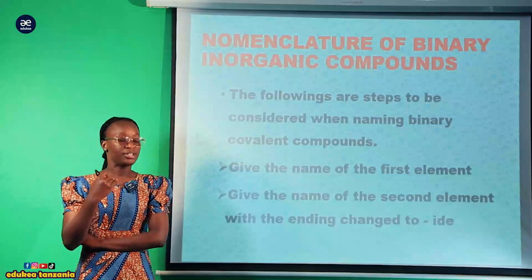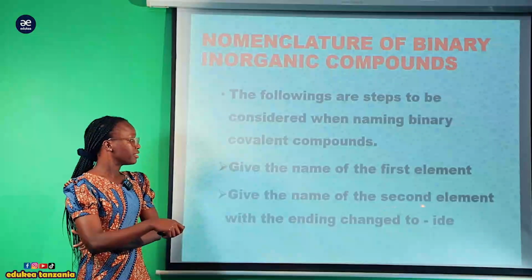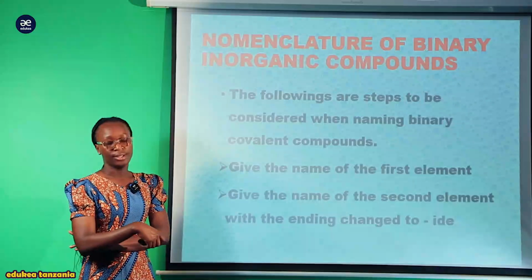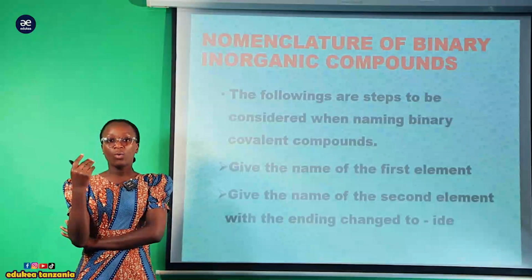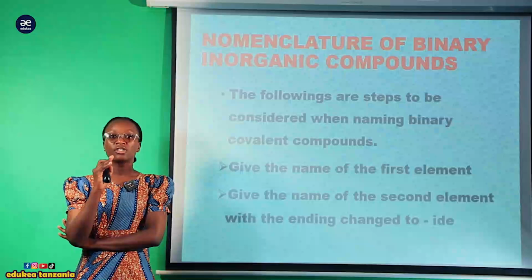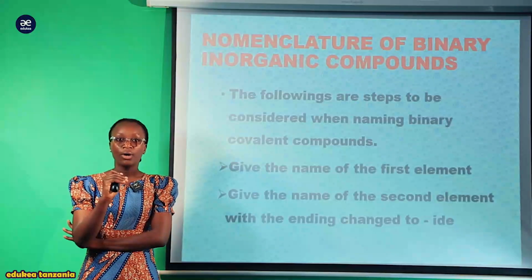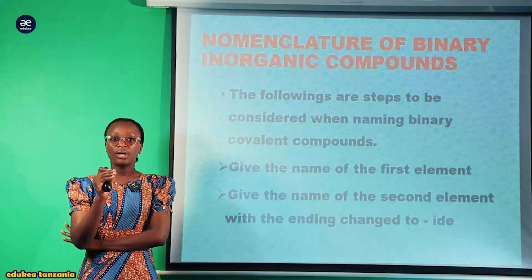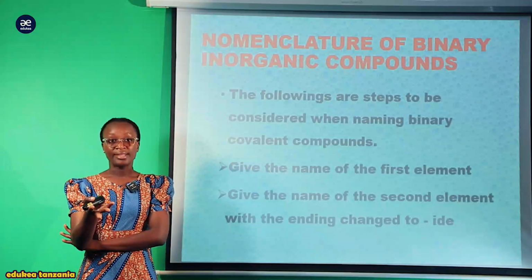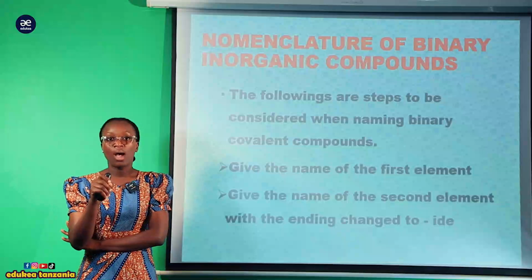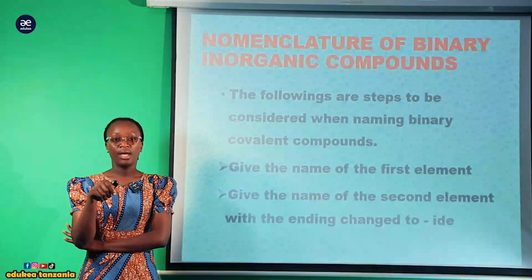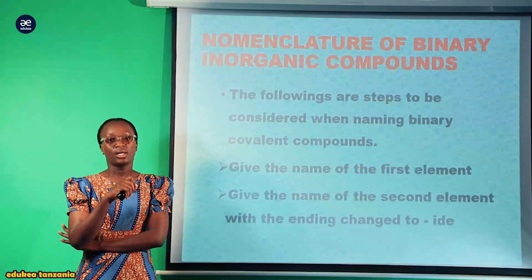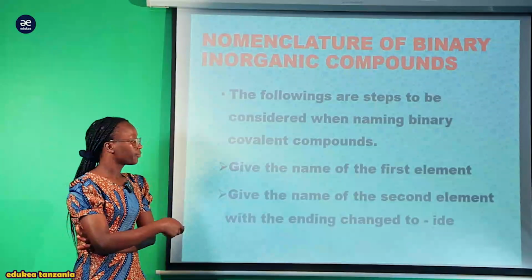After giving the name of the first element, then give the name of the second element with the ending changed to IDE. You see? So, baada ya kugive the name of the first element, kinachofuata tunatoa name of the second part of our formula, ambayo actually itakuwa ni nonmetal, another nonmetal. So, na tuhakikishe kwamba at the end kwenye suffix imeishia na nini? IDE. That is the second step.